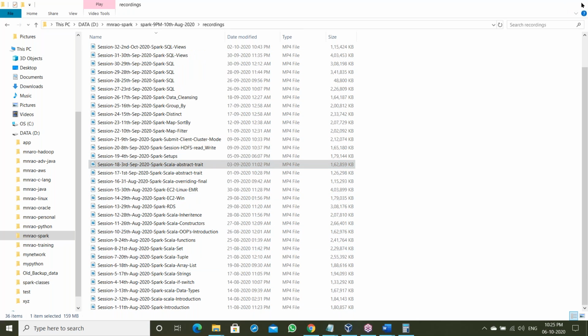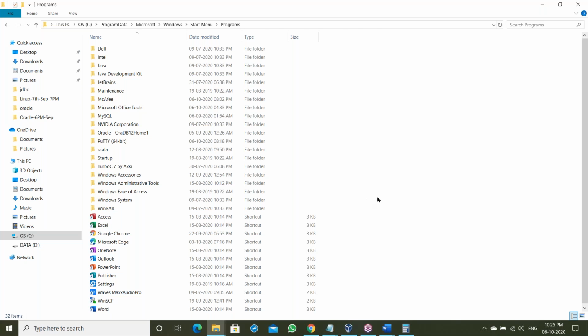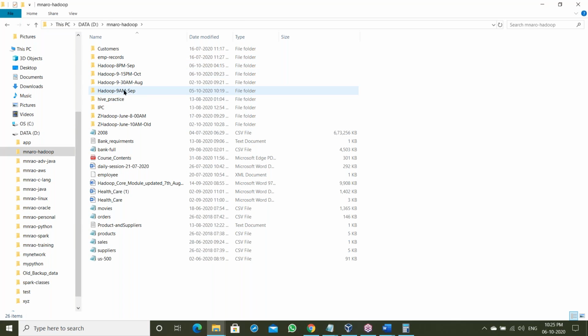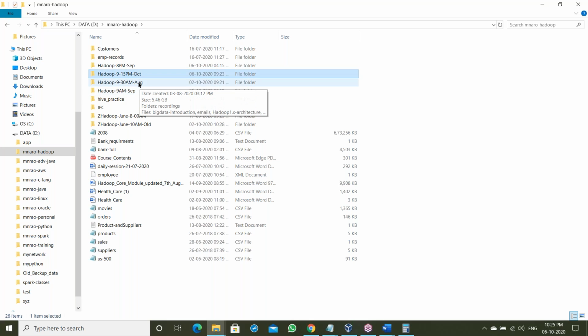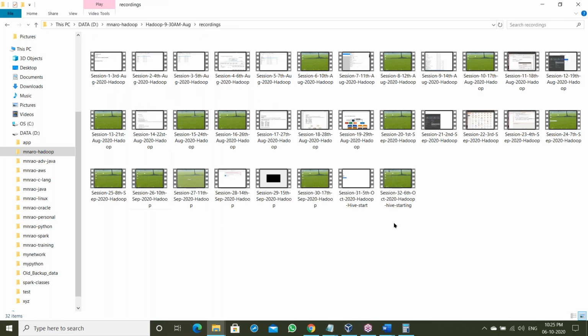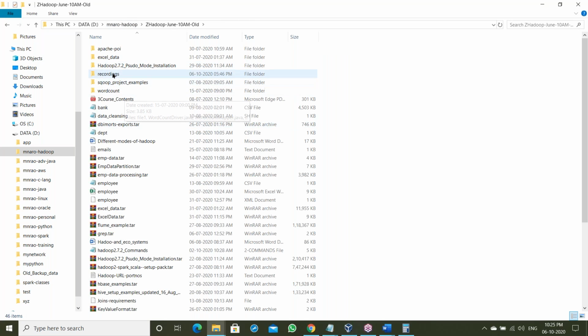Next, when it comes to Hadoop, the number of sessions is around 50. See the Hadoop recordings. Currently the 9:15 AM batch has 32 sessions completed and is still going on. Next, a very old batch, the 10 AM batch, is completed.